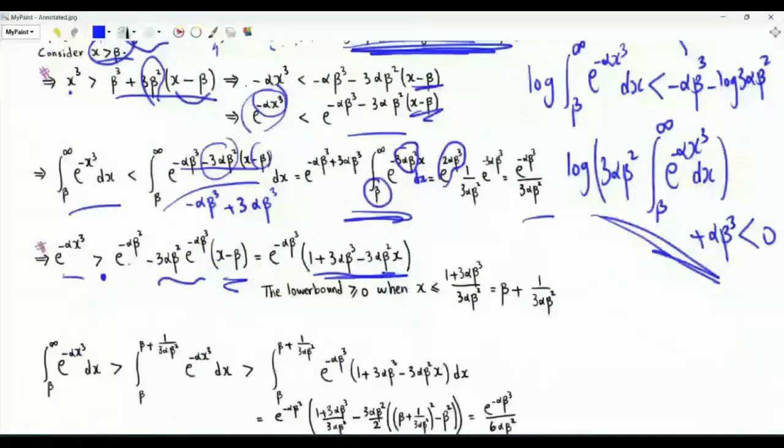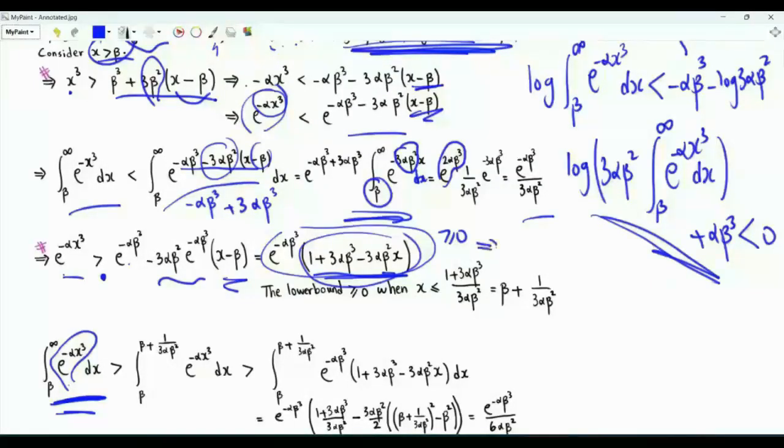The trick here is the following. We want to lower bound this integral. The integrand is strictly positive. We can lower bound the integral by restricting the domain of integration. We restrict the domain of integration so that the lower bound here is greater than or equal to 0. The lower bound is non-negative if this bracket is greater than or equal to 0. This implies that 1 plus 3 alpha beta cubed is greater than or equal to 3 alpha beta squared x.